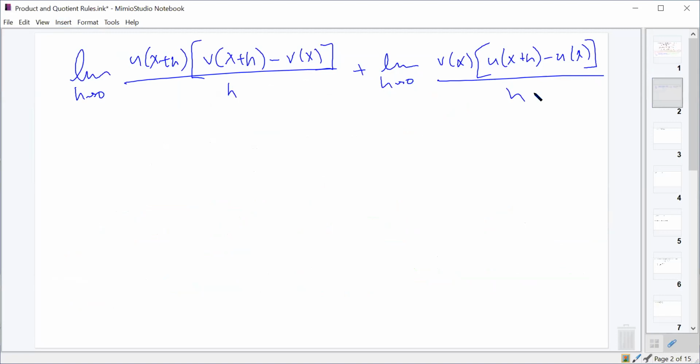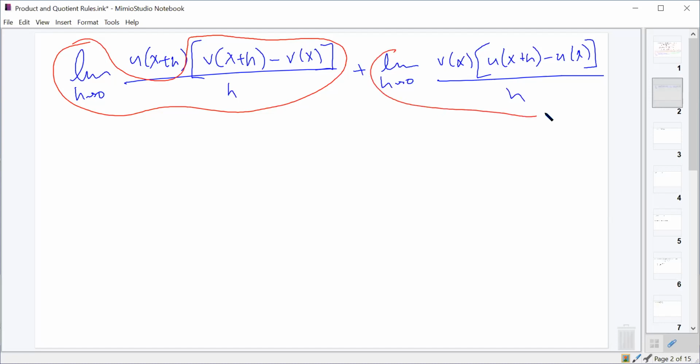We got back to the limits of the difference quotient. So if we look right here, I ignore that u of x plus h, right? I've got the limit as h approaches 0 of the difference quotient for v. And here I've got the limit as h approaches 0 of the difference quotient of u. I just have an extra v of x in there. Well, what's happening between this u of x plus h and all this other stuff that's in here? They're being multiplied, right? And the same with the v of x.